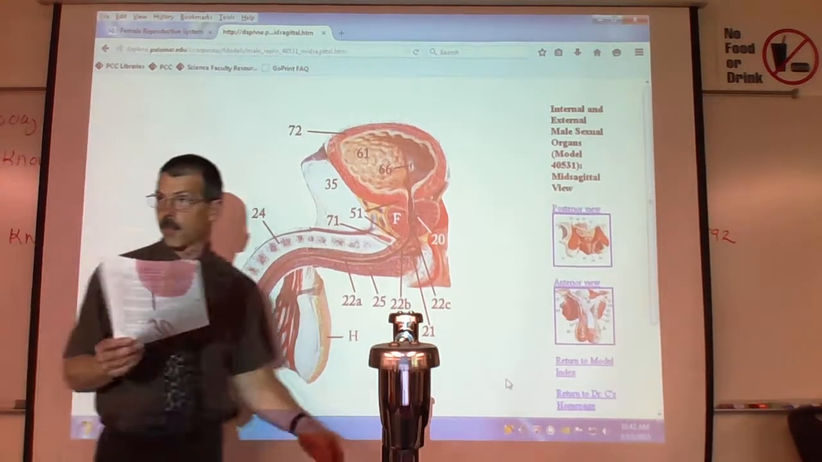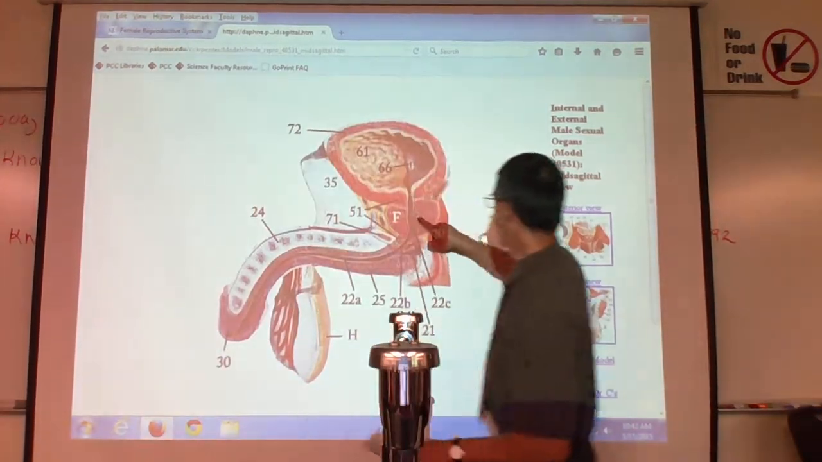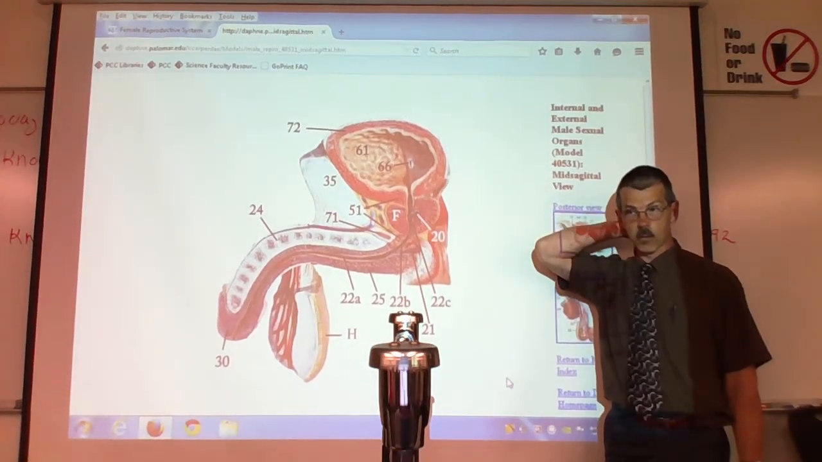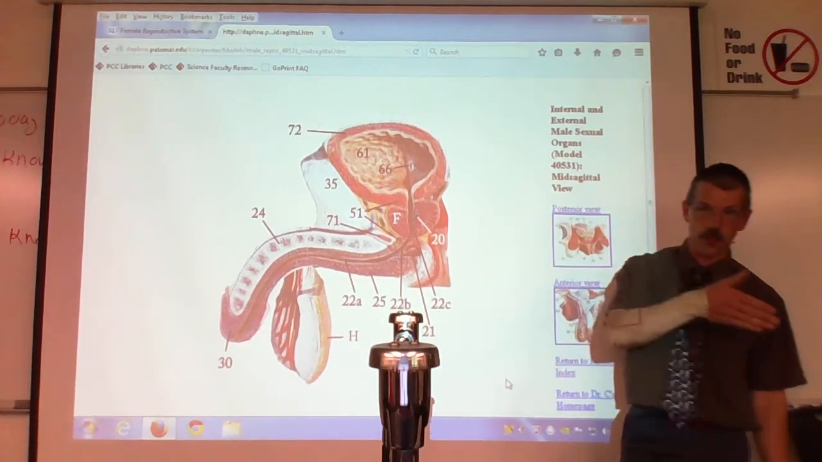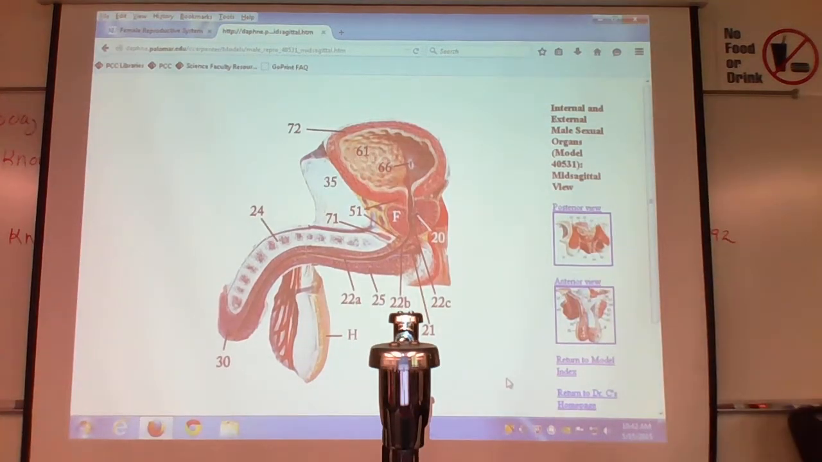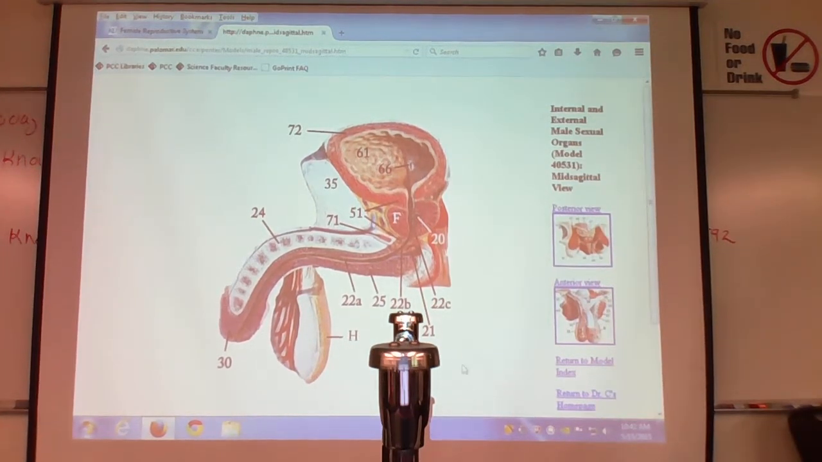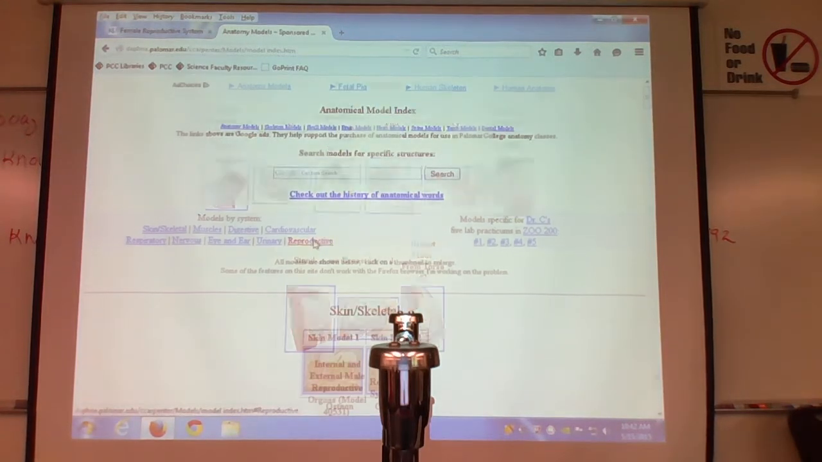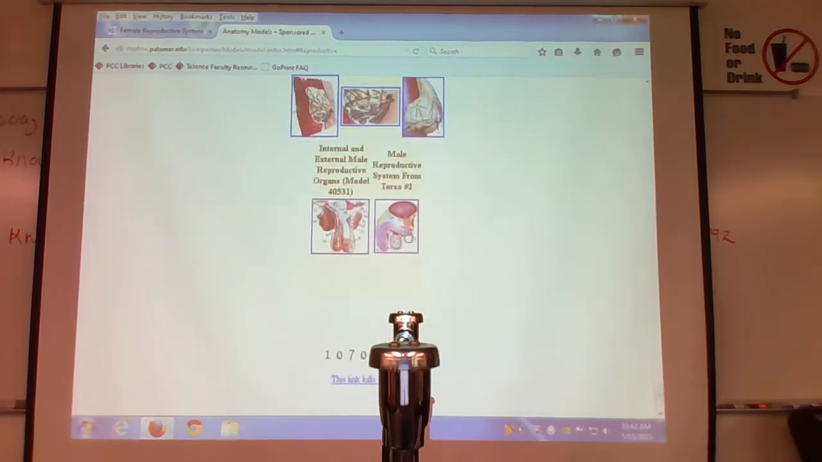So the ejaculatory duct, is that going from the seminal vesicle into the urethra? So it kind of cuts through the prostate. On the other models, it looks slightly different. I'll show you another view here. And it's different than the prostatic urethra. Yes, prostatic urethra is the urethra in the prostate.